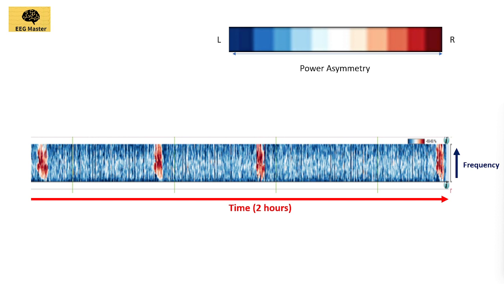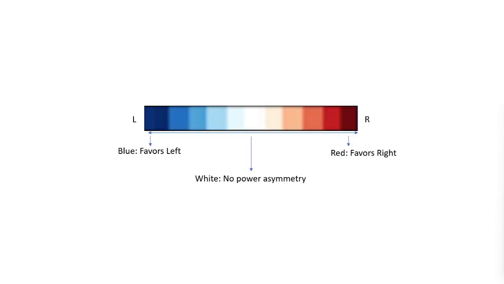colored scale. The colored scale, showing power asymmetry, draws inspiration from the U.S. political symbolism, where the blue color is associated with left-wing and red with right-wing politics. In asymmetry spectrograms, the blue end of the color spectrum represents higher power in the left hemisphere, and the red end of the color spectrum represents higher power in the right hemisphere.